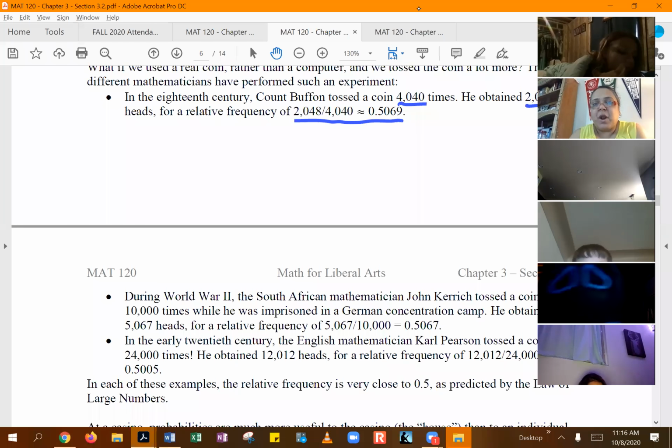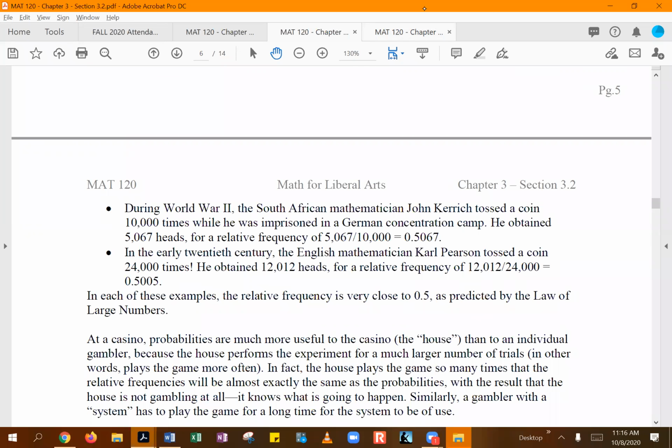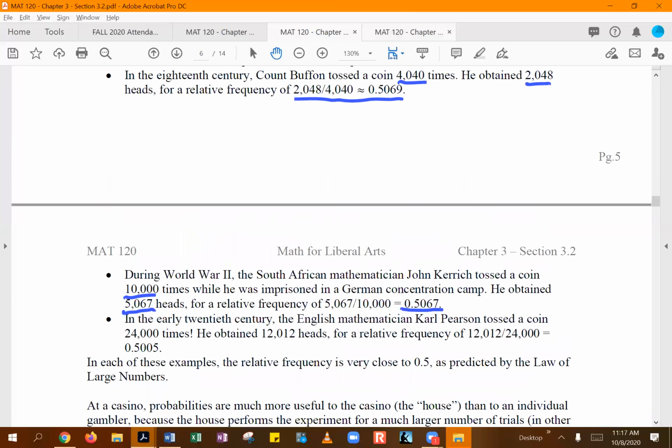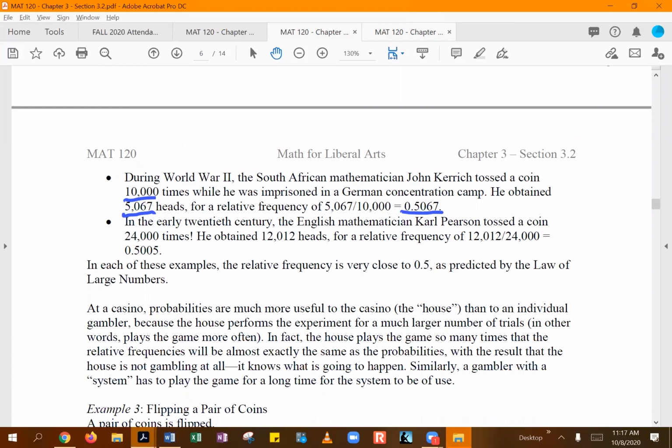or half probability. During World War II, they're talking about South African mathematician John Kerrich. He tossed the coin 10,000 times, and this was when he was imprisoned. And again, 5,067 was the number of heads. So again, a probability pretty close to half, or 0.5.